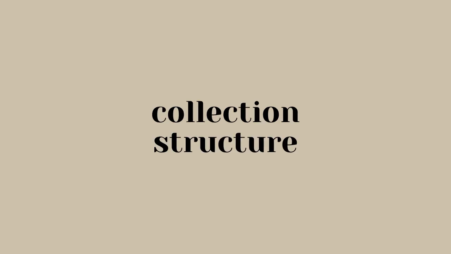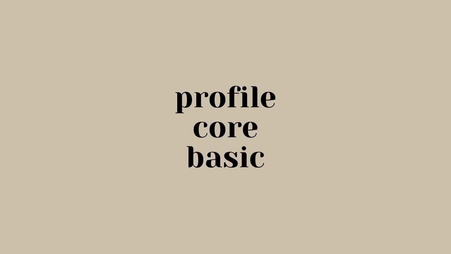Let's talk about collection structure. So you need to have a collection structure when you do a collection. A collection structure is divided into 3 categories, and that is profile, core, and basic. So I will of course explain to you guys what each of these categories means. When you have a collection, you have designed all your stuff, then you need to divide all the products that you have into these 3 different categories.